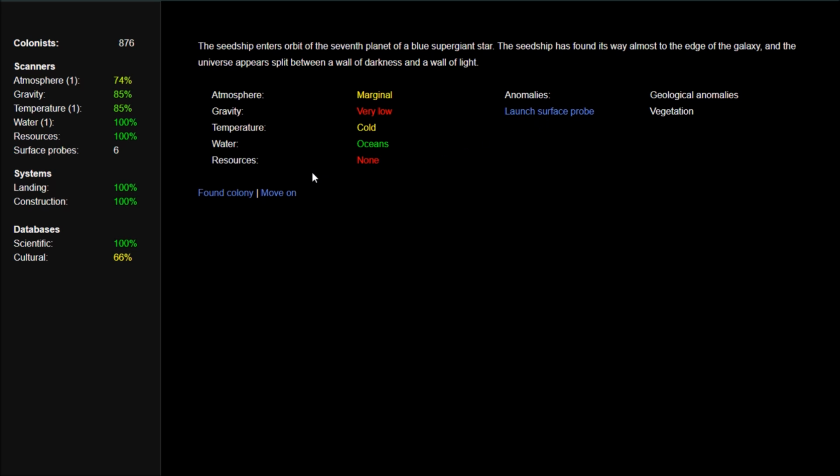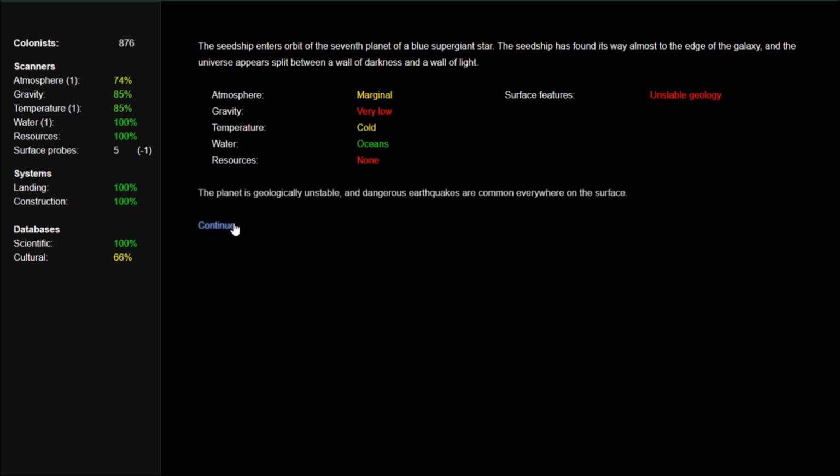Found its way to the edge of the galaxy. Yeah. Gravity very low. Who cares if the gravity's low? Let's launch a probe. We got vegetation here. If it's edible, we're staying here. There's earth, dangerous earthquakes. No big deal. It is edible plants.